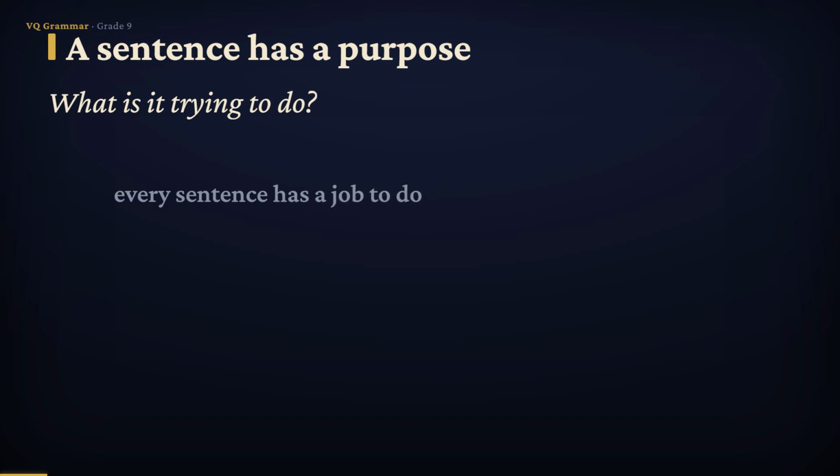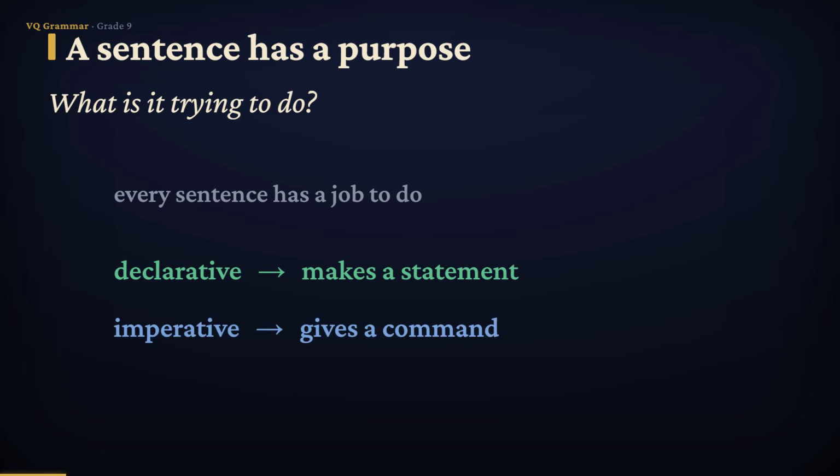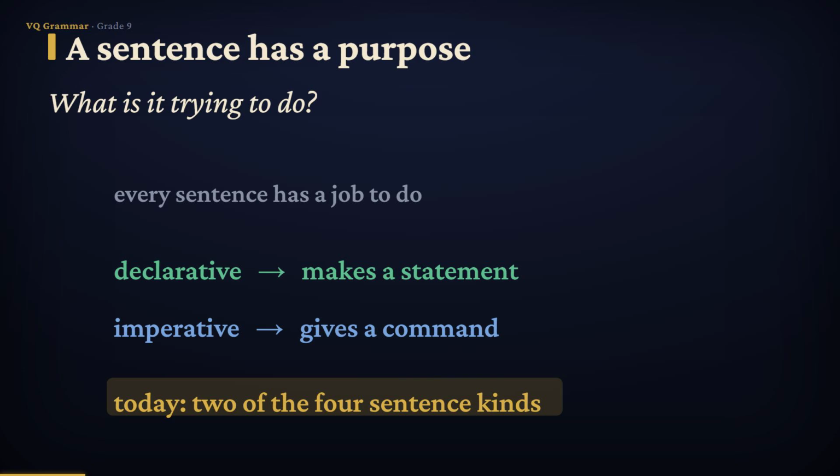Every sentence has a job, a purpose it's trying to carry out. Some sentences simply make a statement. We call those declarative. Other sentences give a command or make a request. We call those imperative. There are actually 4 kinds of sentences in English, but today we'll focus on just these 2, the 2 you use most often, when you tell someone a fact or tell them to do something.